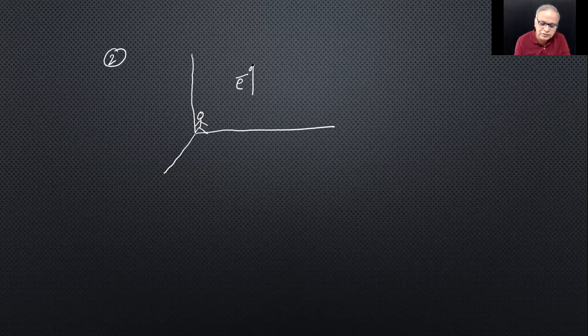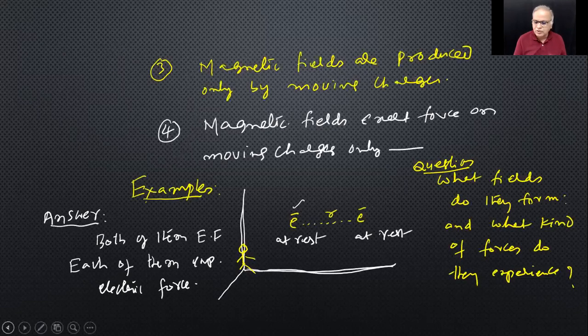Now here there is one electron which is in motion, with velocity v. This electron is at rest. So what is going to happen? What kind of questions are asked? This only: what fields do they form and what kind of forces do they experience? This question gets repeated.